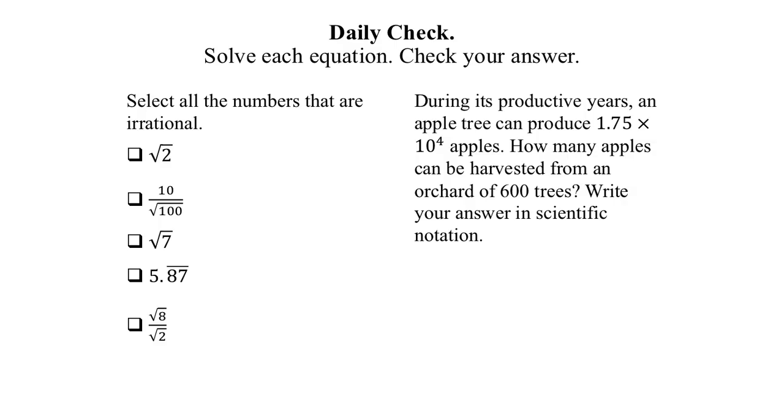First one. We want to select the numbers that are irrational. What does it mean for it to be irrational? You can't write it as a fraction. Tell me something else about irrational. Emma? It will not terminate as a decimal. What else will it not do as a decimal, Autumn? It doesn't repeat. Okay, our first one is the square root of 2.